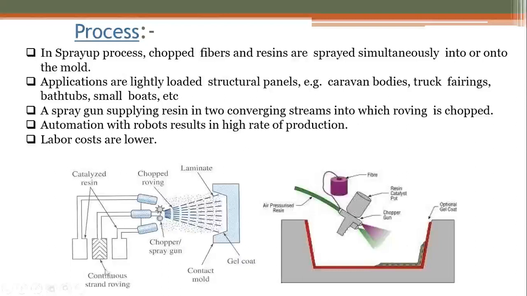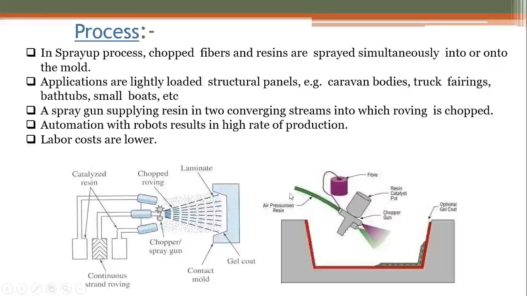Here in the process you can see the continuous stranded rovings, so these are the reinforcement rovings, and catalyst resin is seen in the one jug. So these are the two resins coming to mix in the chamber and sprayer gun, that is called the chopper or spray gun, and these rovings are chopped into small fibers, and these are mixed in the fiber and sprayed into the contact mold. So these are called laminates, and gel coat is applied before you spray on the mold.